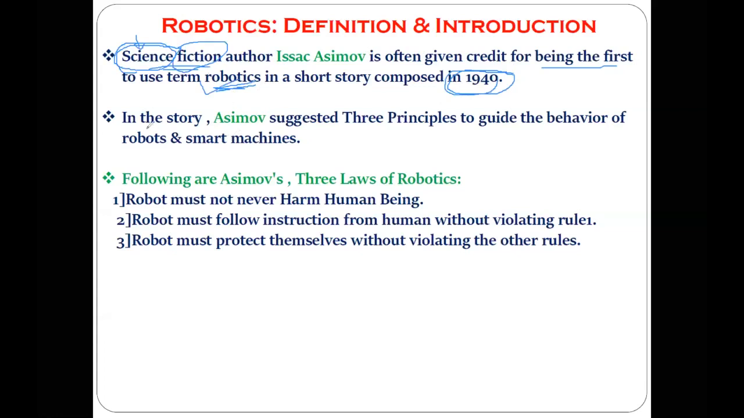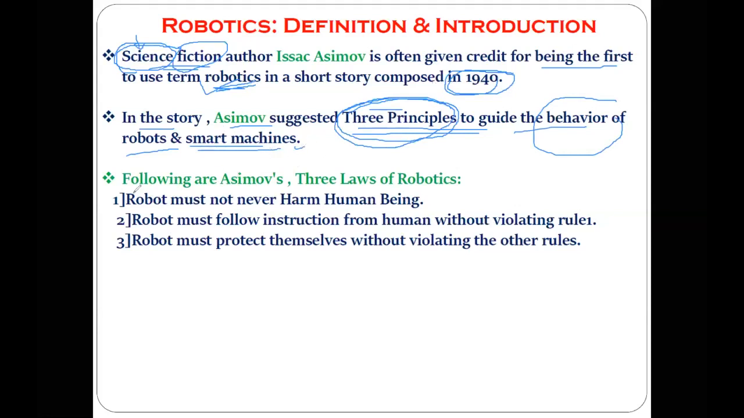Okay. And in this story, Isaac Asimov has suggested three principles related with the behavior of the robot and the smart machine. In this fiction story he has described these three principles. And on these three principles, nowadays robots are being made and operated in this modern world. So from this science fiction story, the reference is taken related with the behavior of the robot.